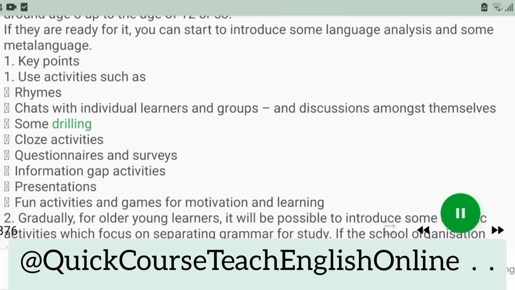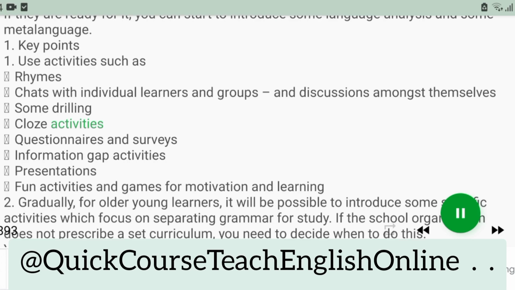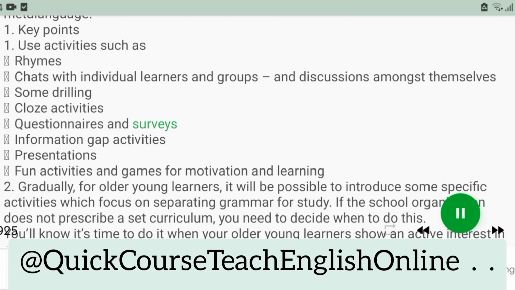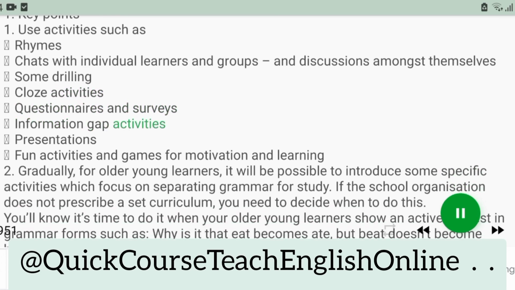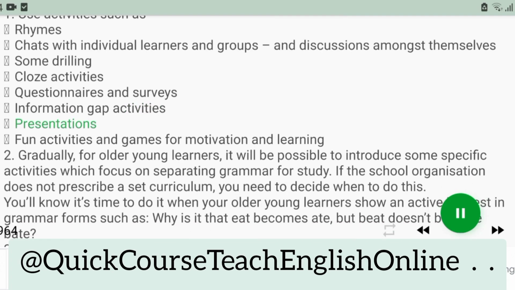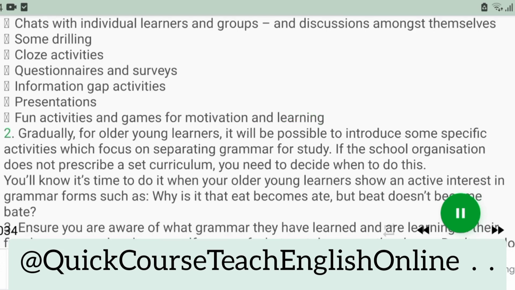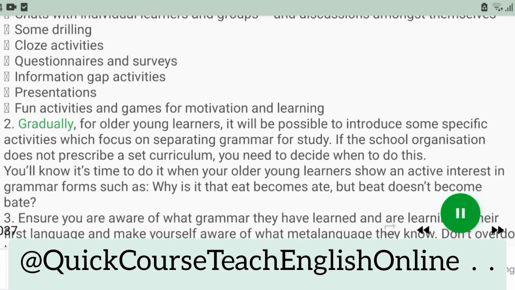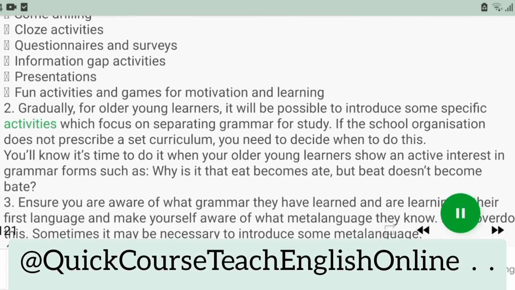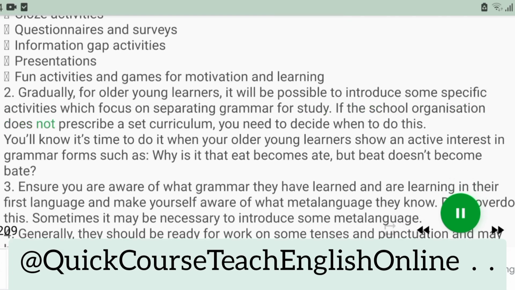Some drilling. Close activities. Questionnaires and surveys. Information gap activities. Presentations. Fun activities and games for motivation and learning. 2. Gradually, for older young learners, it will be possible to introduce some specific activities which focus on separating grammar for study. If the school organization does not prescribe a set curriculum, you need to decide when to do this.